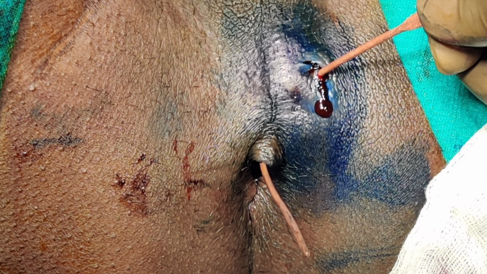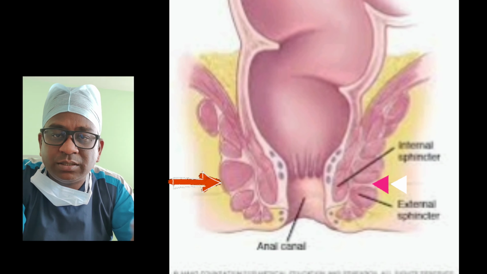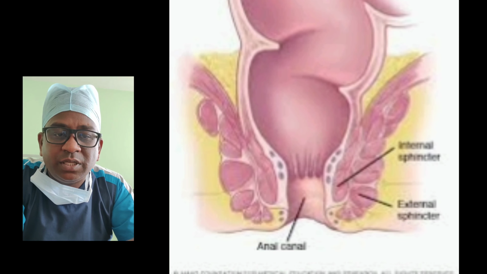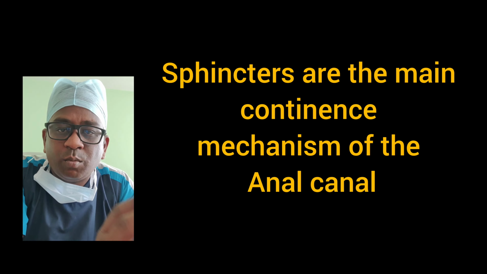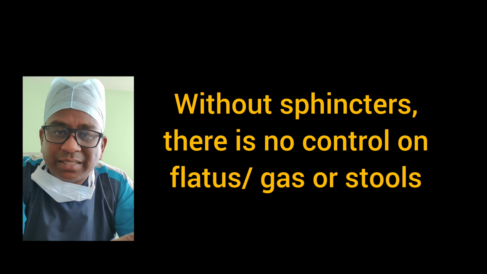The anal canal is about 3.5 to 4 centimeters in length and it is surrounded by two rings of muscle, one inside the other. The inner muscle is called the internal anal sphincter and the external muscle is called the external anal sphincter. These sphincters help to control the anal canal, which is the most important reason why continence of the anal canal is maintained.